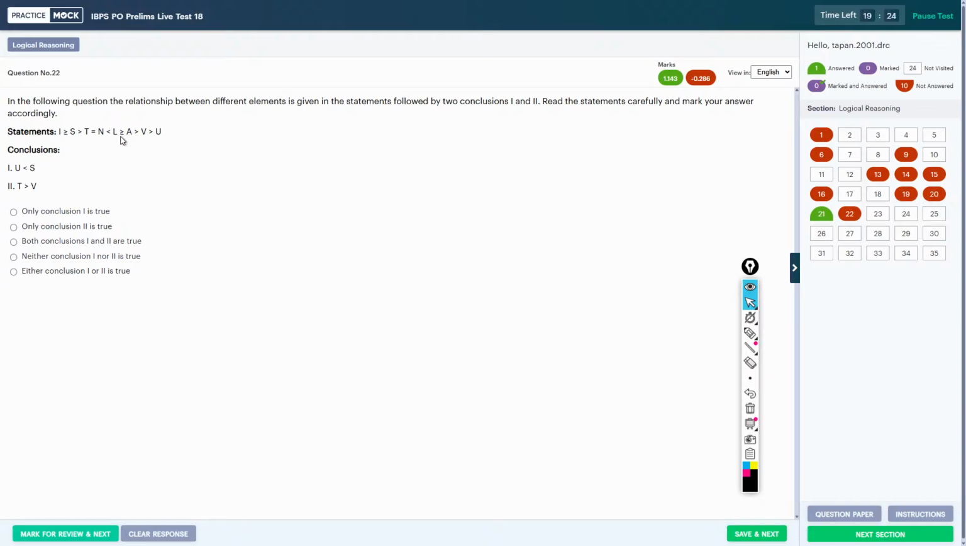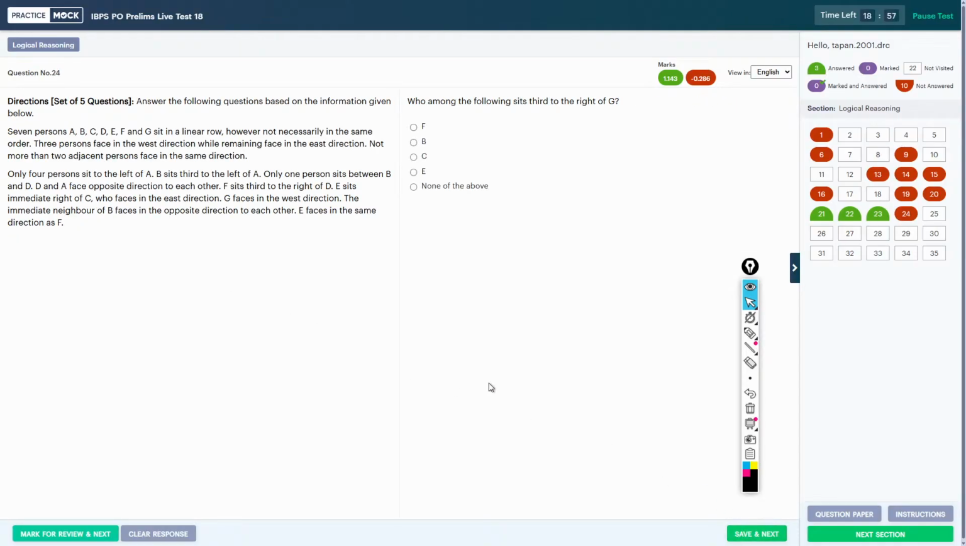Next one is U less than S, no. T greater than V, no. So neither conclusion holds. M greater than K, true. Y less than O, less than equal to O, yes. So both are holding. 7% linear row, 3% face to west, remaining face east. Okay, so I'll just skip this one.